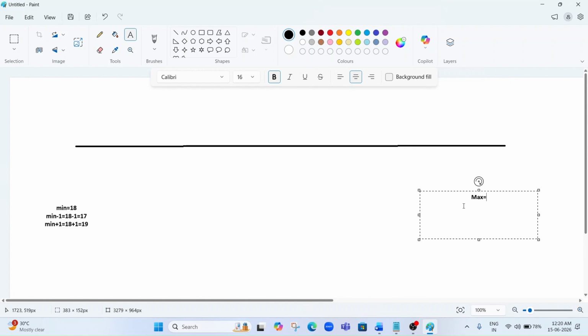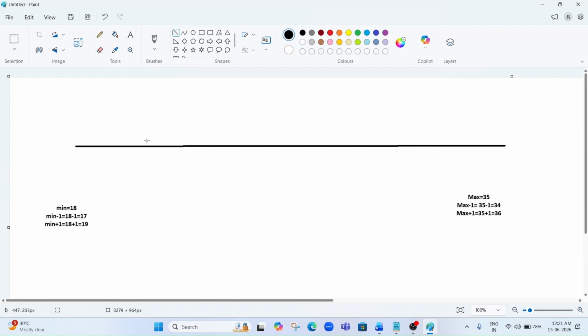The second is the max scenario. The max 35 years is allowed. Then max minus 1, equal to 35 minus 1, 34. Max plus 1 equal 35 plus 1, 36. Okay. So that we will test.